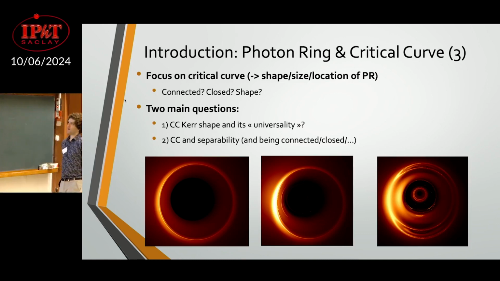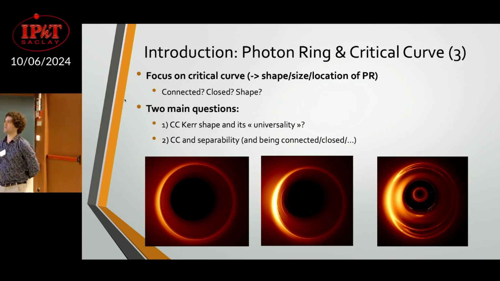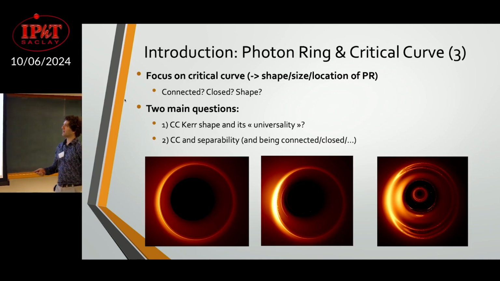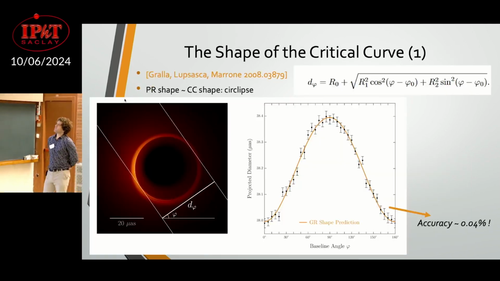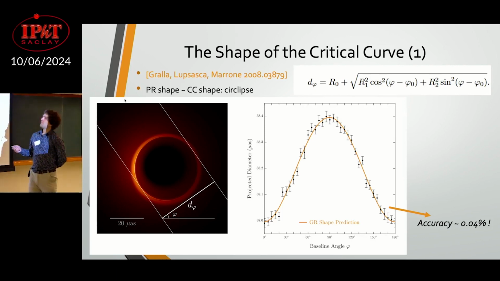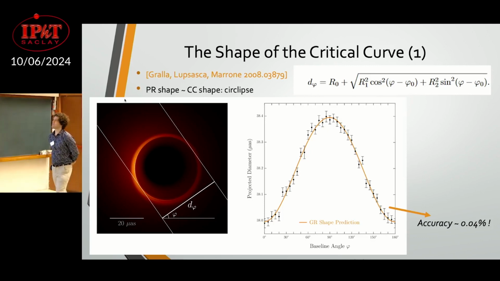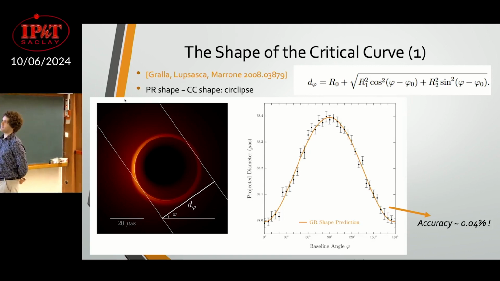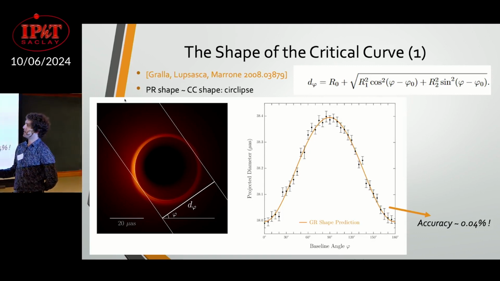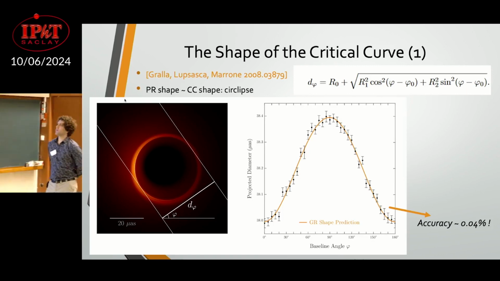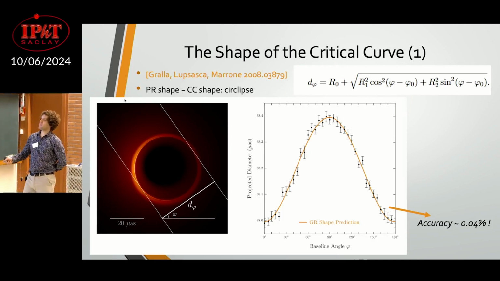All right, good. So let me focus on this first question then, right? A very basic question here. What is the shape of this guy? What was shown by Gralla, Lupsasca, and Marrone a few years ago, and also by Gralla and Lupsasca in a more theoretical sense before that, is that the critical curve shape, which is to a very good approximation the same as the photon ring shape, as long as you're going to at least the n=2 subring, which I won't talk more about. But basically, the photon ring shape is about the same as the critical curve shape, which I've talked about. And it's this thing called the circlipse.